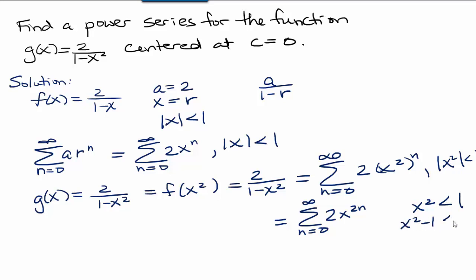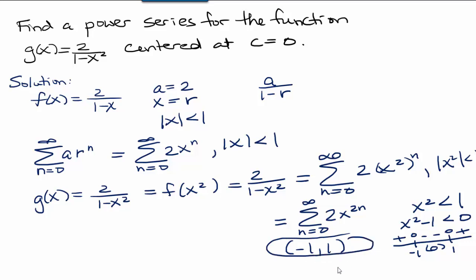This would mean that x squared minus 1 is less than 0. Well, x squared minus 1 equals 0 at negative 1 and 1. If we plug in a value in between and check it, we get a negative. Anything to the left of negative 1 or the right of 1 will give us a positive. So we see that x squared minus 1 is less than 0 on the interval from negative 1 to 1. So that's going to be our interval of convergence. We wrote it as a power series and we found our interval of convergence.